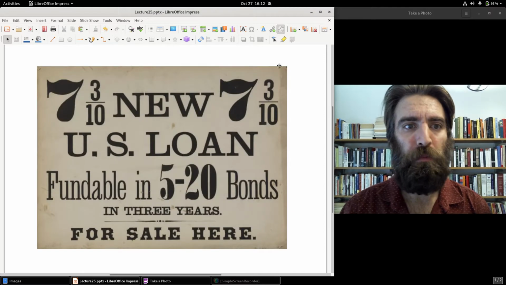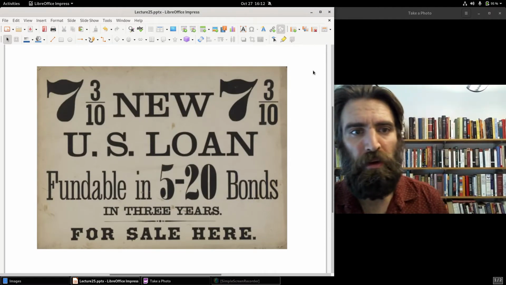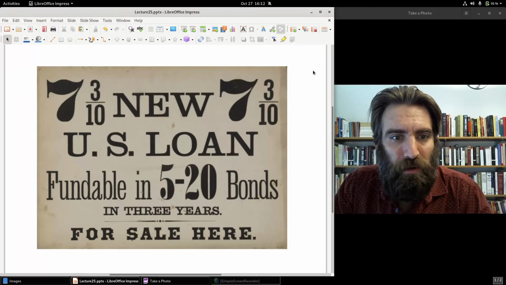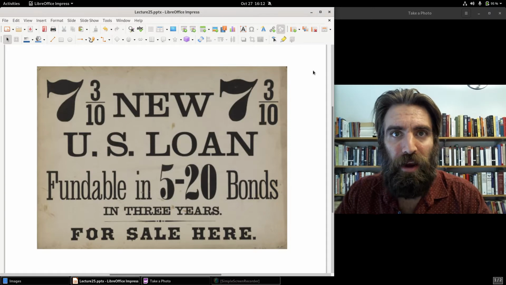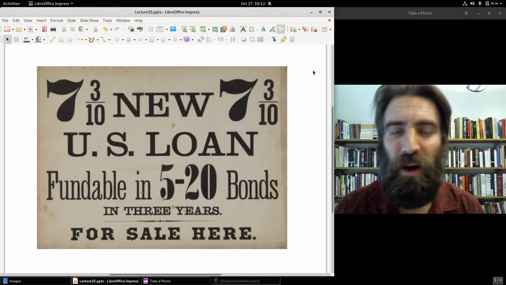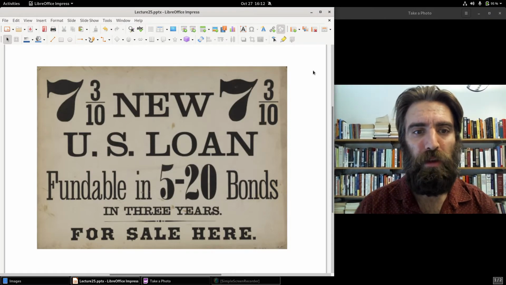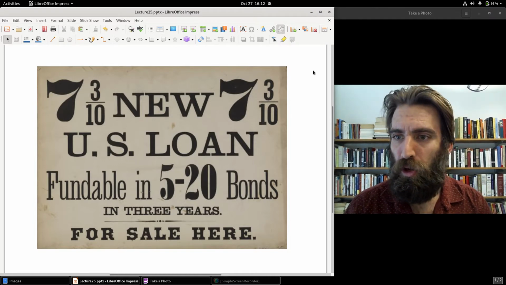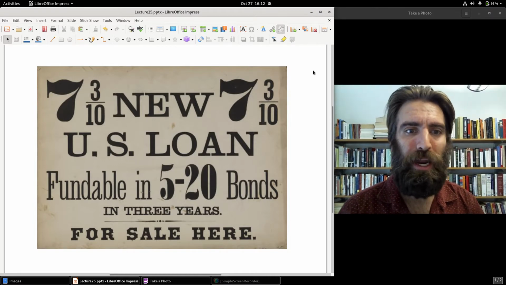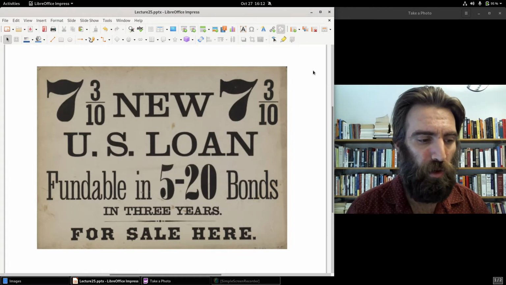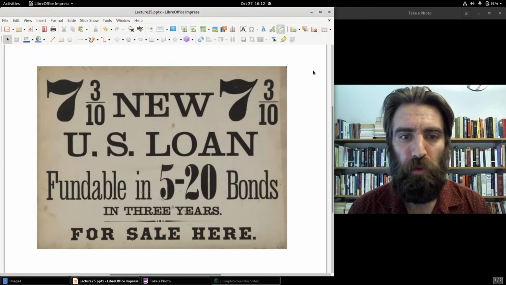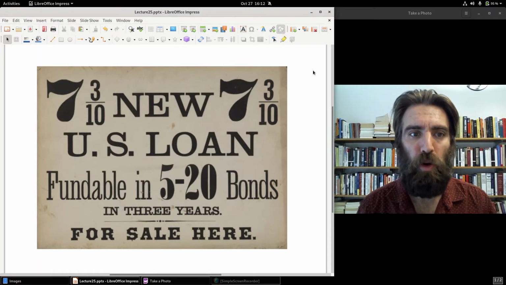Let's look at the first. Bond drives. Get your bonds here. Five-twenty bonds, fundable in 5 to 20 years, for sale here. All these big bond campaigns all throughout the North and in the South. And if you're a patriot, you contributed to the war effort by buying bonds, financing the war. That was one of the most patriotic things you could do during the Civil War, was lending the government your money.